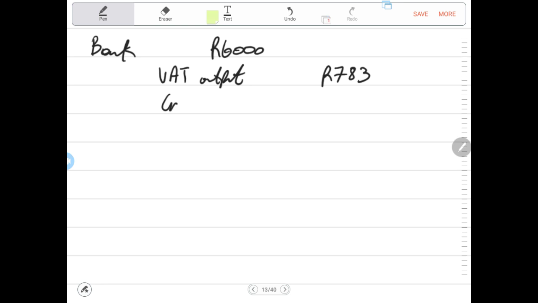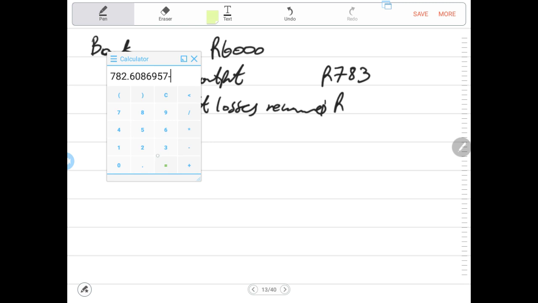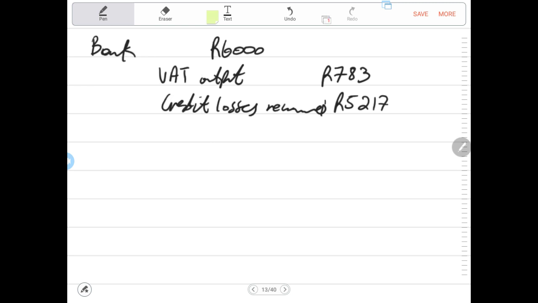Then after, we need to say how much is the bad debt, which is the credit loss. Remember, it's no longer a debtor to us anymore, so we can't say debtors control. It has to be credit losses recovered. How much is the credit loss recovered? Minus 6,000, this will be 5,217. Yes, 217. 5,217.